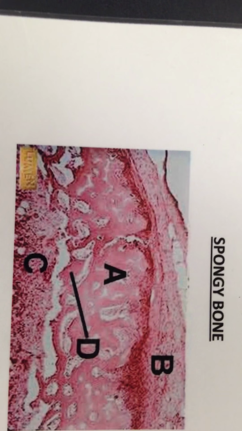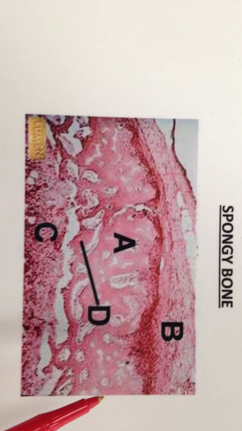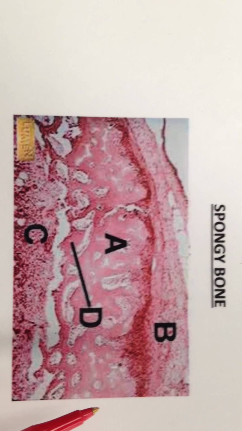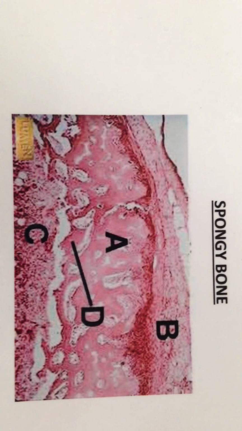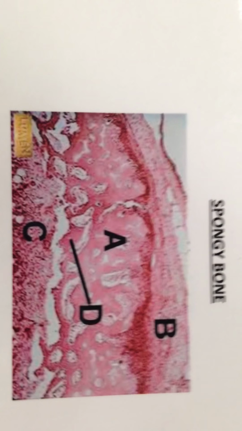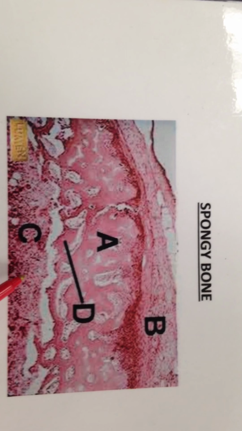So the location of spongy bone would be the epiphyses of your long bones, also in the middle of your flat bones like your skull. Its function is in hematopoiesis, which is the production of red and white blood cells. So in our red bone marrow, that's where we are producing our blood cells. That process is called hematopoiesis.